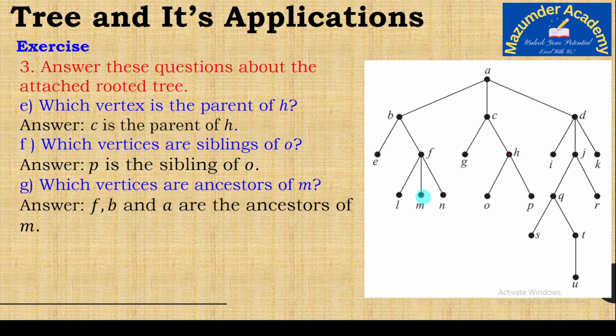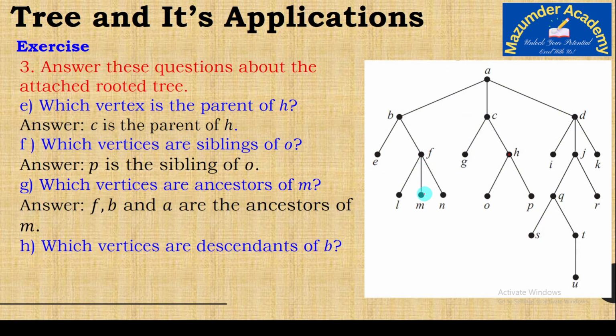Next question is, which vertices are ancestors of M? Vertex M is here. Ancestor means all the vertices which fall on the path to the root. If I see the path to M, it goes like this, then going to the root. So along this path, F, B and A are the ancestors of M.